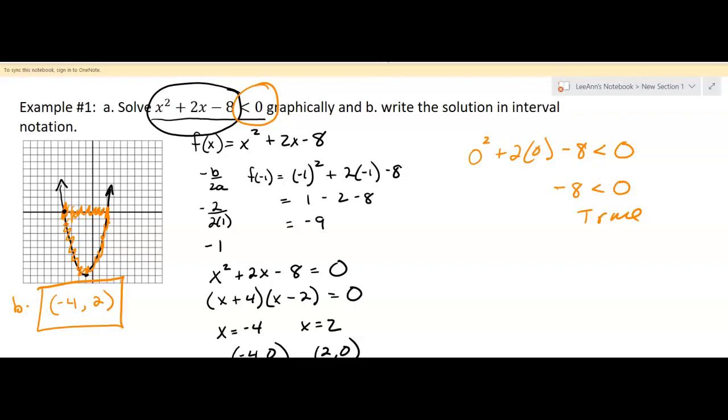Now, if it had said x squared plus 2x minus 8 is greater than 0, then you would want these sections over here. And the answer in interval notation would be from negative infinity to negative 4, and then a union sign with 2 to infinity. Okay, it didn't have that problem, but if they had that problem, that's what the answer would be.